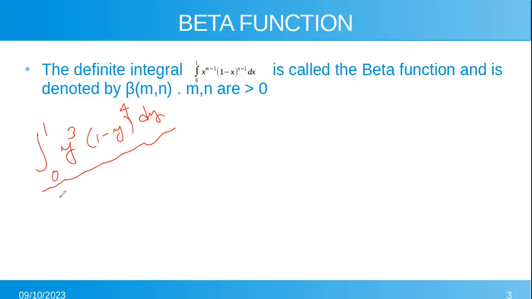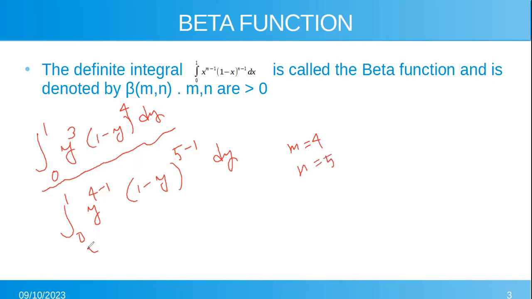Why? If you compare, you can find the power of y as y to the power 4 minus 1 and 1 minus y to the power 5 minus 1 dy. So, what are the values of m and n here? The values of m and n are 4 and 5 here. So this expression is nothing but beta 4 comma 5.